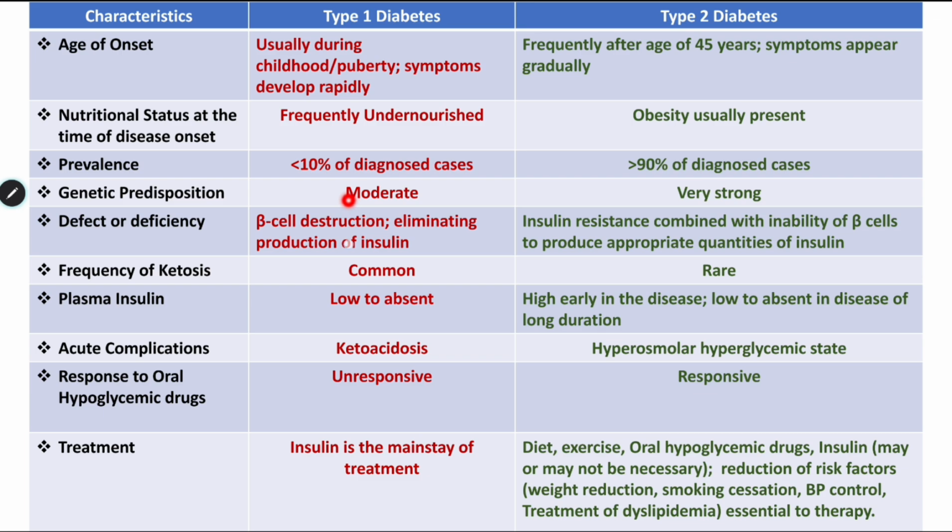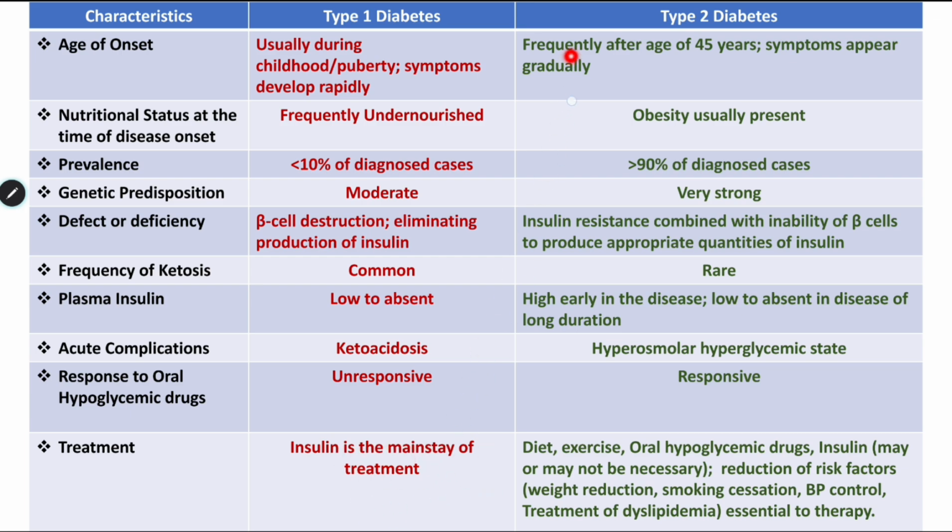You won't find first degree relatives with type 1 diabetes in most cases. It is characterized by beta cell destruction. It's an autoimmune disorder in which the body destroys beta cells, eliminating production of insulin. Ketosis is common, insulin is low to absent, and the acute complication is ketoacidosis. There is no response to oral hypoglycemic drugs, obviously, because there is no insulin, and hence insulin is the mainstay of treatment.